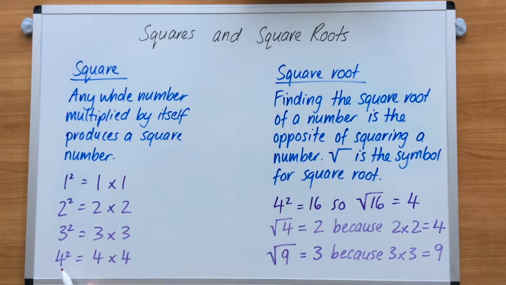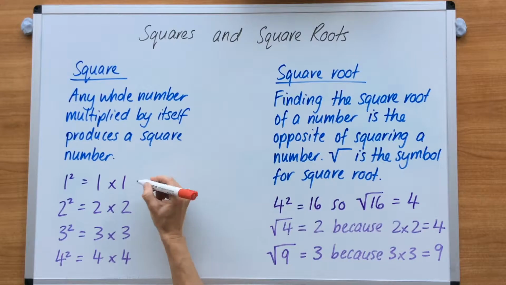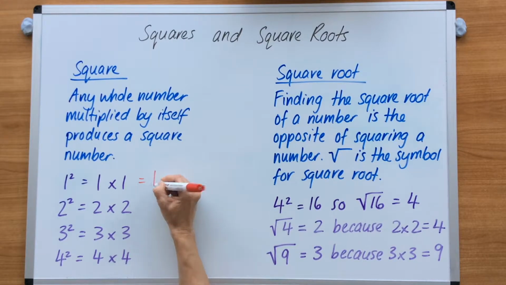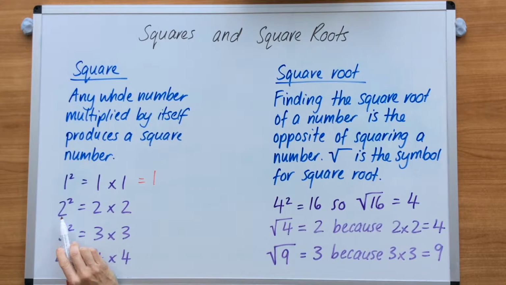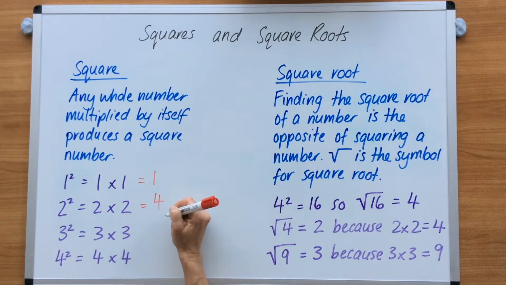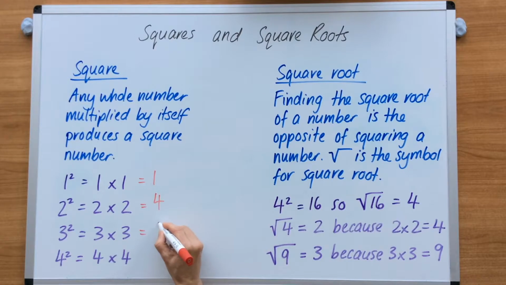On the left-hand side, we have the index notation form. The number 2 means that the number is squared and multiplied by itself. So 1 squared equals 1 times 1, which equals 1. 2 squared means 2 times 2, and 2 times 2 is 4. 3 squared means 3 times 3, and 3 times 3 equals 9. 4 squared equals 4 times 4, and 4 times 4 is 16.